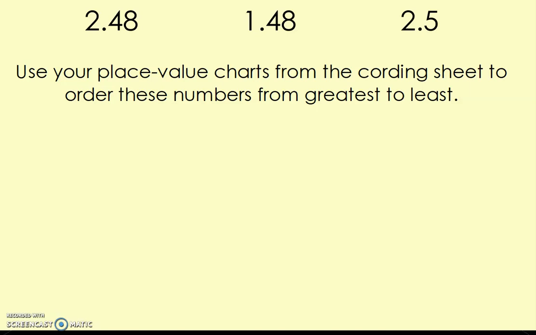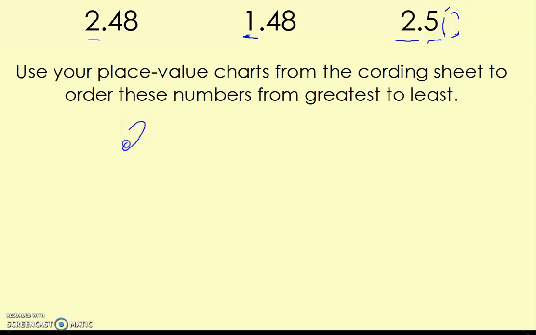So for the greatest, I'm going to look at my whole numbers. I have 1, 2, and 2. So I know the 2 is bigger than the 1. So I'm going to look at the tenths place. I have a 4 and a 5. Well, this would be 5 rods, and that's 50 hundredths. There's an invisible 0 there, which is bigger than 48.